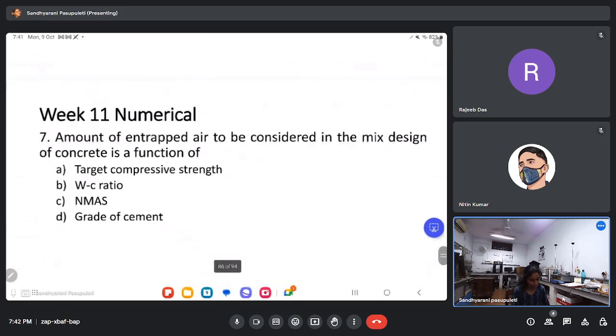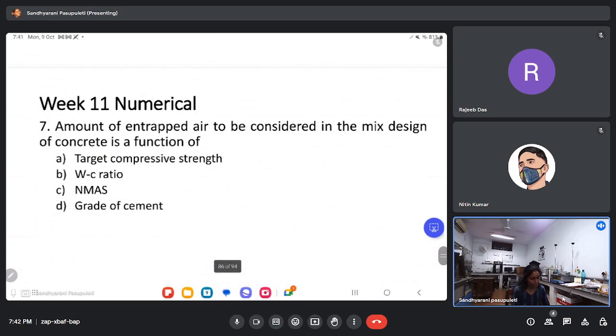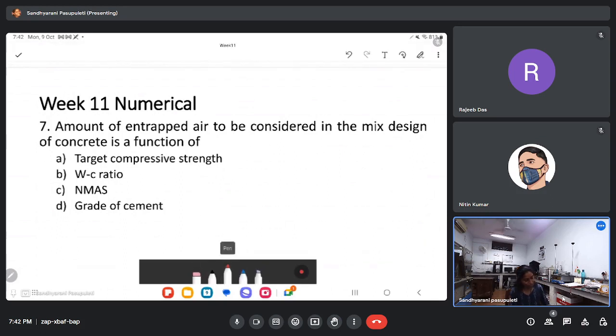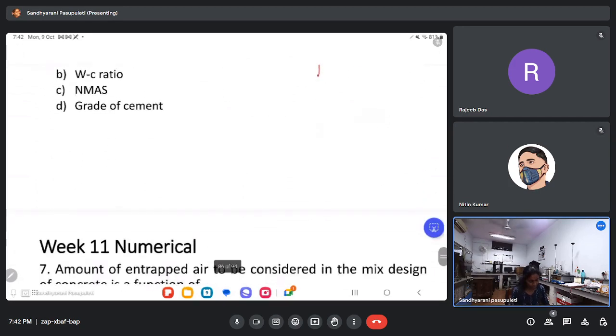Aluminosilicate. The amount of entrapped air to be considered in the mix design of concrete is a function of. So if you could have remembered while solving the questions, in order to calculate the entrapped air, this is actually a function of NMAS, nominal maximum aggregate size. Option C.